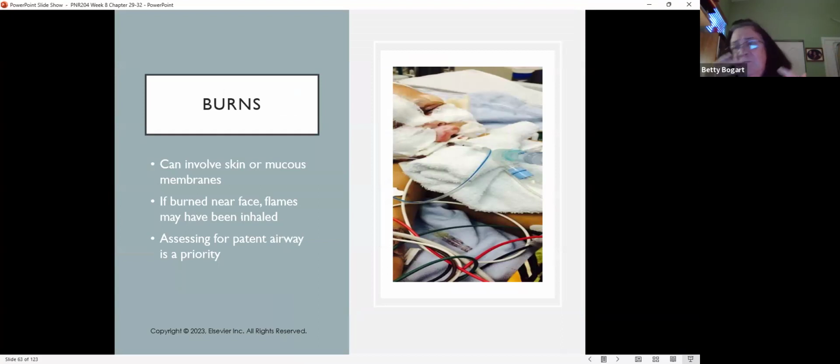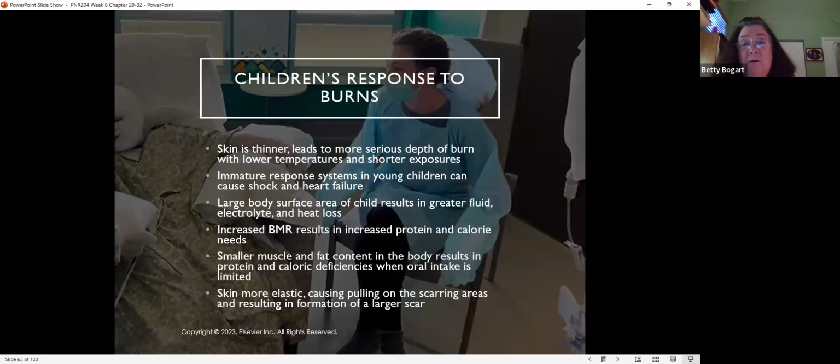We know it can go from very mild to very deep burns. Remember, any burns around the face, always be concerned of oral airway. They might have inhaled it there. So airway is always important.